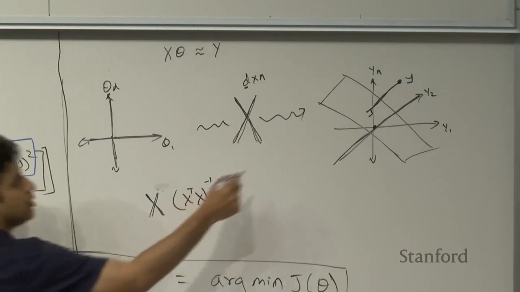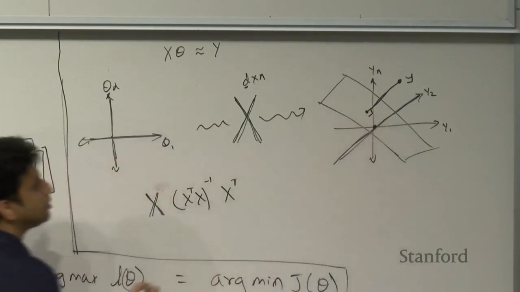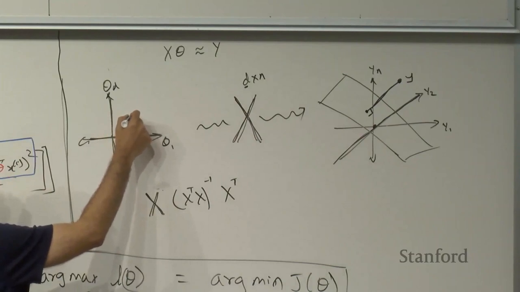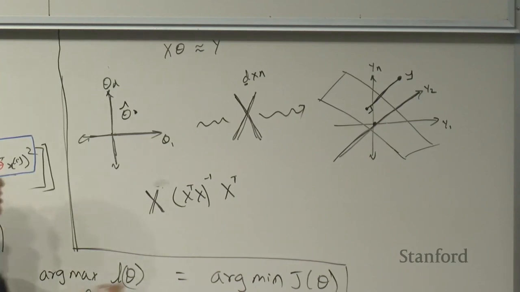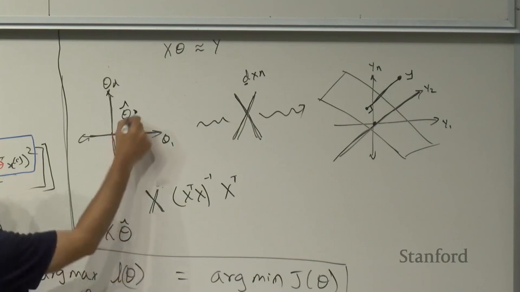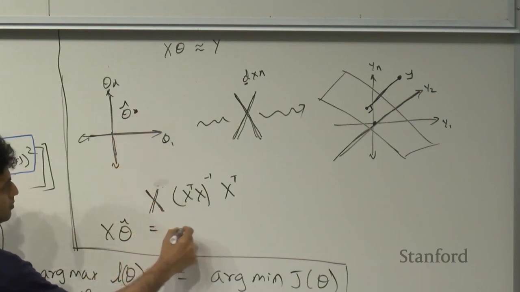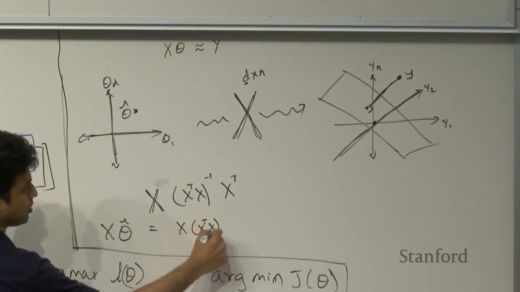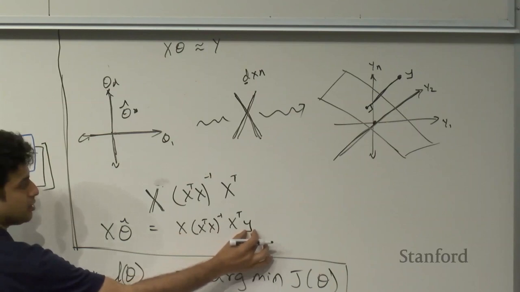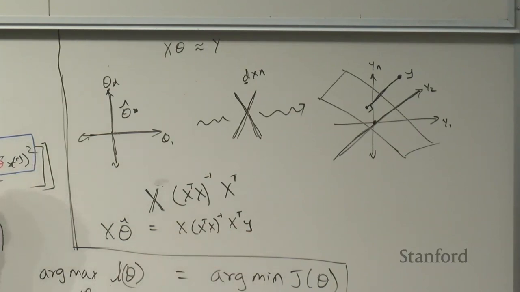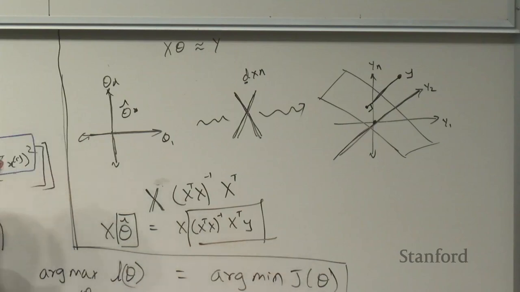The point onto which it gets projected will have a one-to-one mapping with some point over here. Which means X theta hat is going to be equal to X (X transpose X) inverse X transpose Y. This is the projection matrix, and this is the vector that we want to project. And this is basically another way of seeing that theta hat equals (X transpose X) inverse X transpose Y. Does it make sense?